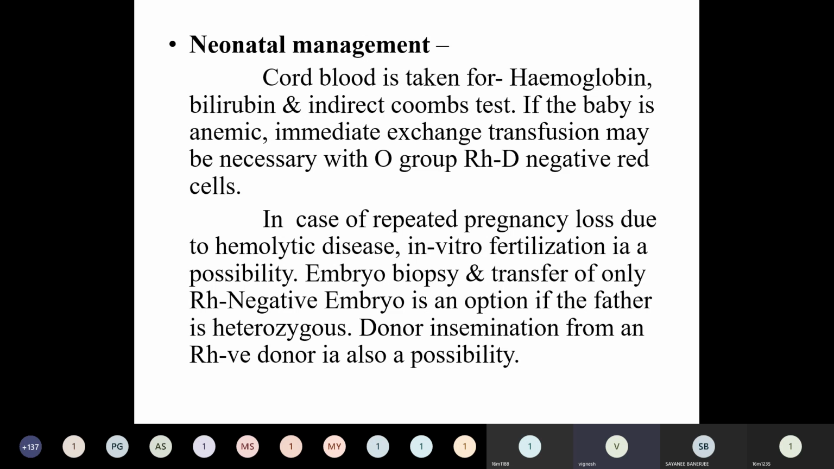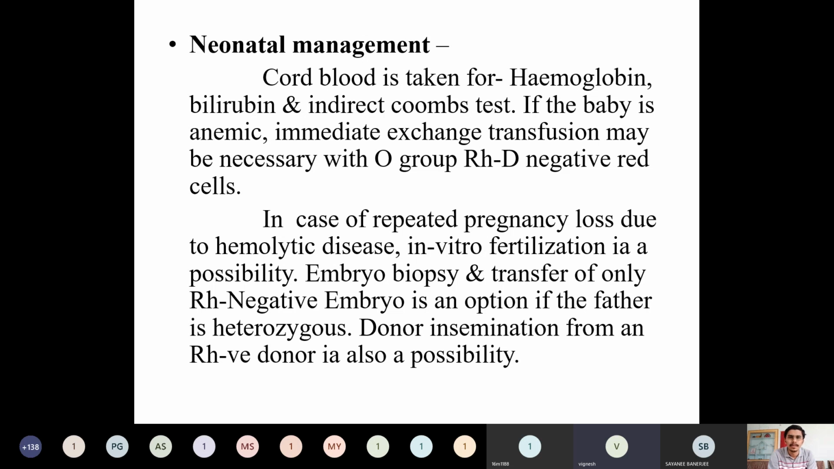Coming to the neonatal management, cord blood is taken again for hemoglobin, bilirubin, and the direct Coombs test. If the baby is anemic, immediate exchange transfusion may be necessary with O group Rh D negative red cells.